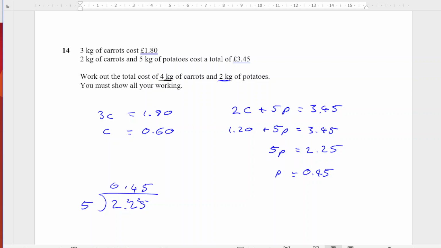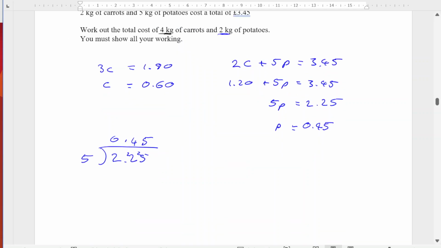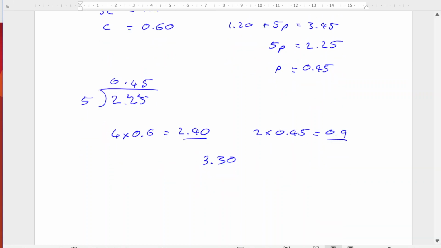From there, I'm looking at 4 kilograms of carrots, so that's going to be 4 times 0.6. It's going to be £2.40, and 2 kilograms of potatoes, so 2 times 0.45 is going to be equal to 0.9. So when I add those two together, then I'm going to get £3.30. So the price of 4 kilograms of carrots and 2 kilograms of potatoes is going to be £3.30.